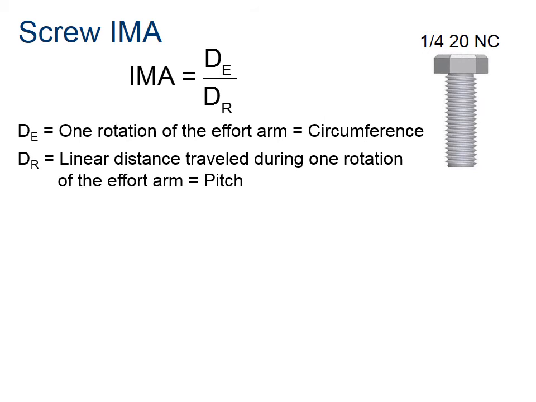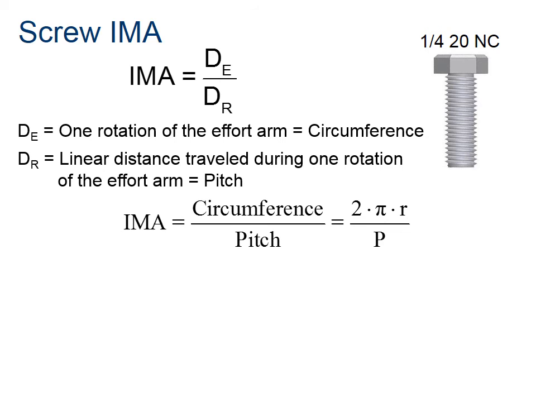Our linear distance then, for each one rotation, remember from the last slide, for each one rotation, it's going to move the distance between the threads. It's going to move horizontally, or in this case, vertically, I guess. So our dr is just the pitch, or in this case, it would be 1/20 of an inch. So let's plug some numbers in and see what we get. So for IMA, it's just circumference, which is 2 pi r. R is just the radius of our effort, and P is the pitch.